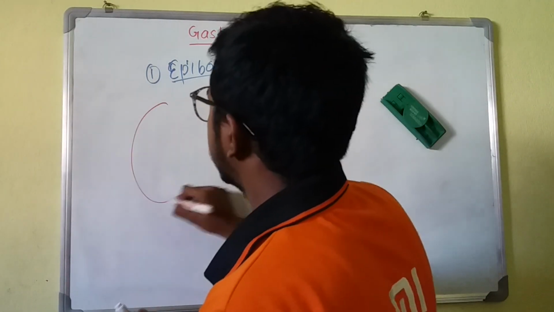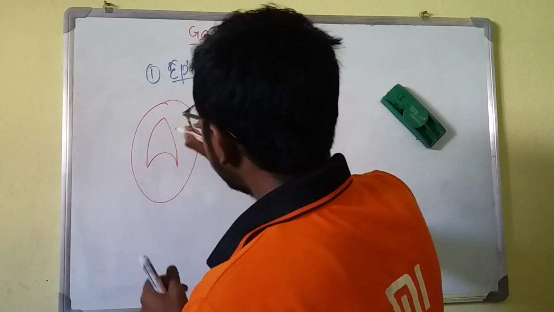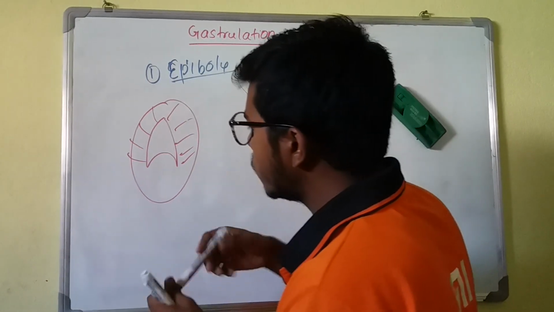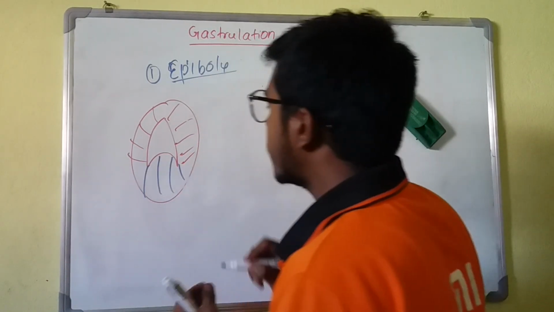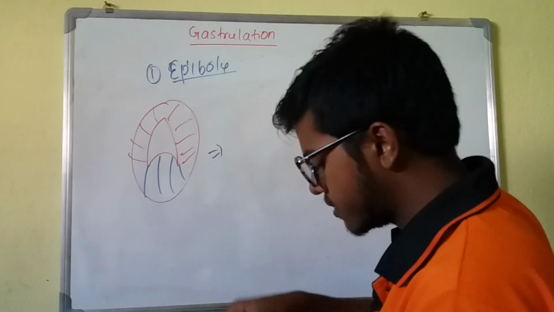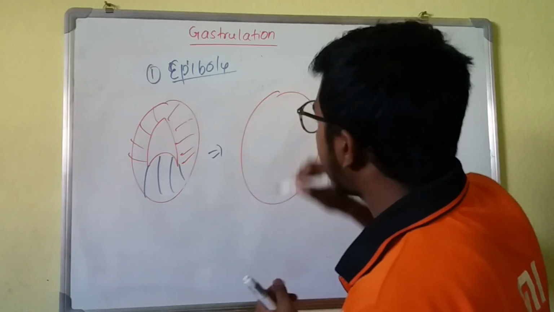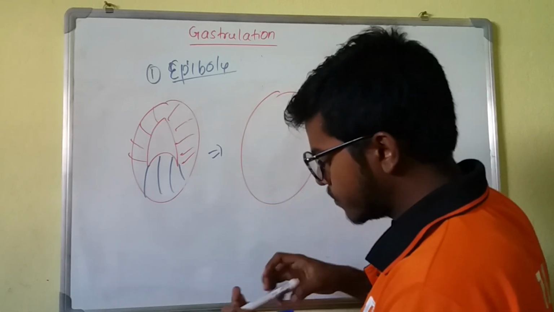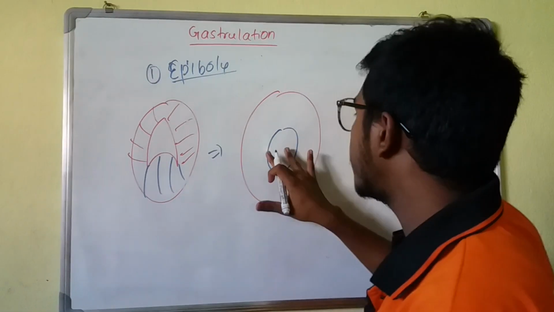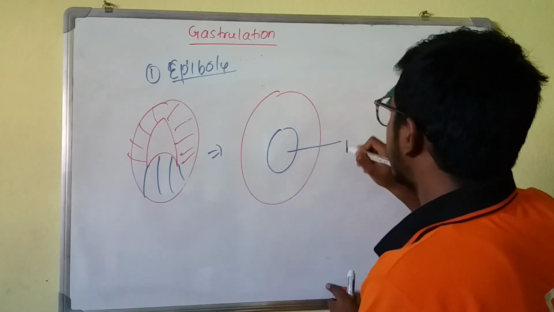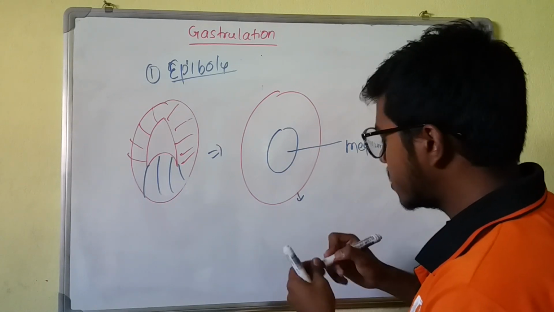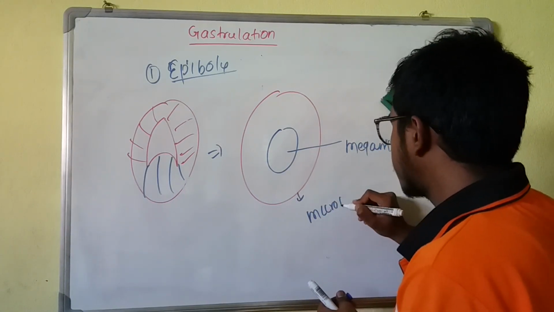So let me show you the example. This is the micromeres. And this blue colored one is the megamere. The megamere has larger cells, yolk clad, white in color. So in epiboly, what happens? All of the exterior part of the embryo is being covered by the micromeres, and the cells which are in the bottom are being pushed into the interior. So the megameres are shifted over here, and this is what the micromeres cover.